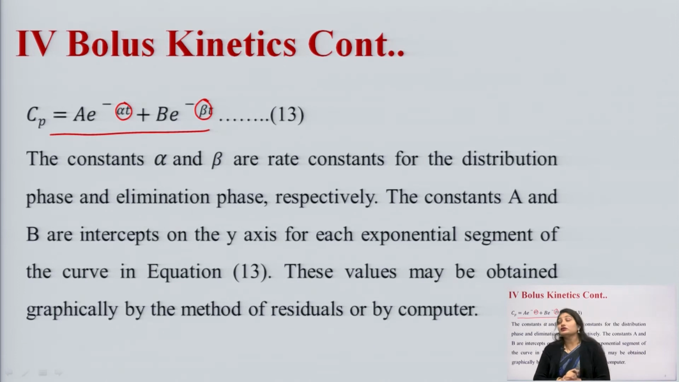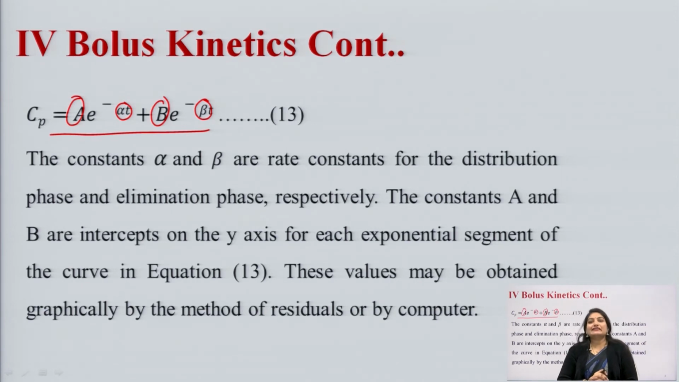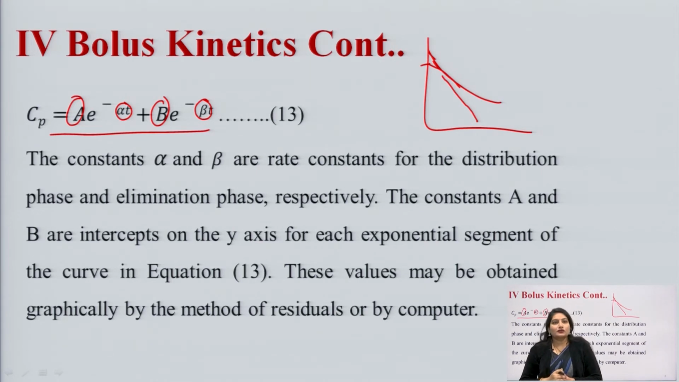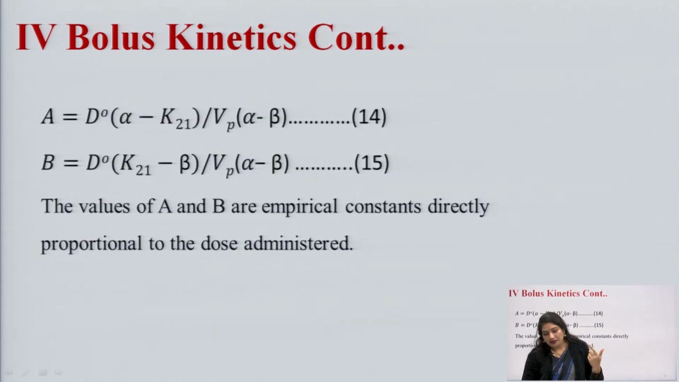Now, what about these constants, capital A and capital B? These two constants are the intercepts on the y axis for each exponential segment of the curve. In this, we can get a bi-exponential curve like this. So, if we extrapolate this, then we will get the two constants, that is constant A and constant B. The values of these constants A and B we can get by the method of residuals or by the computer method.